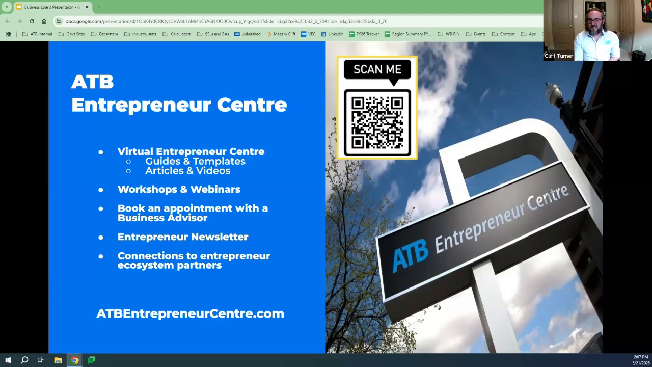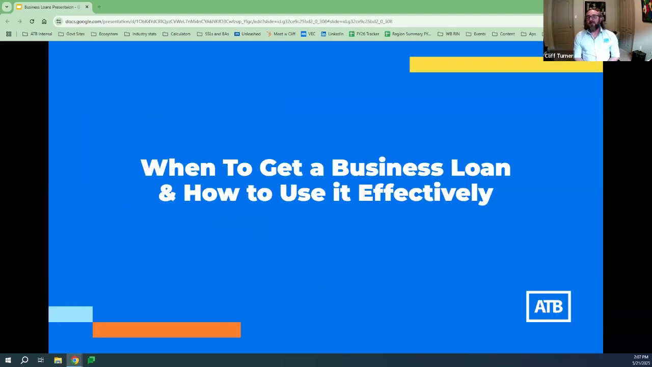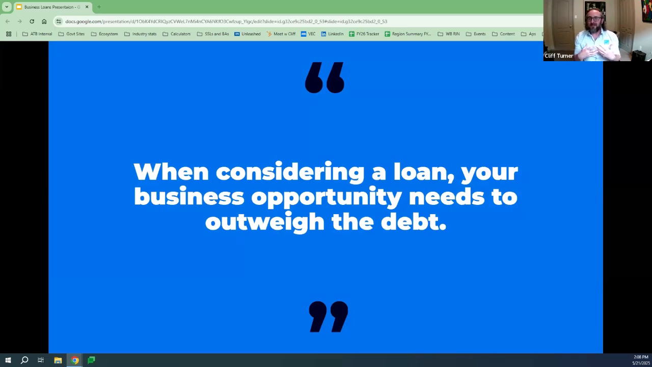But today the focus is going to be on when to get a business loan and how to use it effectively. So basically, I'll do the first half of the presentation and run you through the idea of what are some good and not so good reasons to get a loan, and what are the factors to consider if you do have a good reason. And then in the second part, Tammy will cover more the nuts and bolts, how to qualify for a loan and the process of getting one.